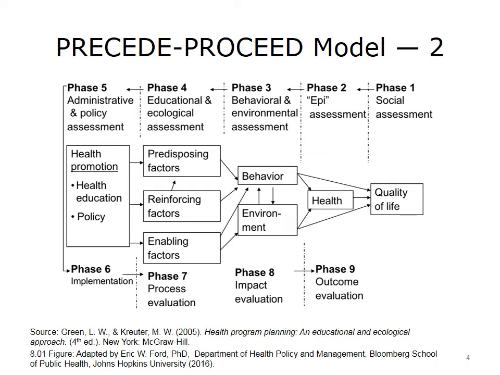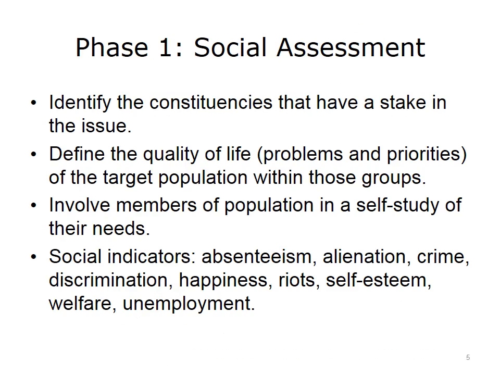And ultimately, in Phase 9, we'll look at health outcomes. Do we see those people who are riding bikes having better health status? Have they lost weight? Is their cardiovascular function working better, etc.? So there's a quick overview of the PRECEDE-PROCEED model. Let me go a little more in depth on each of these phases.